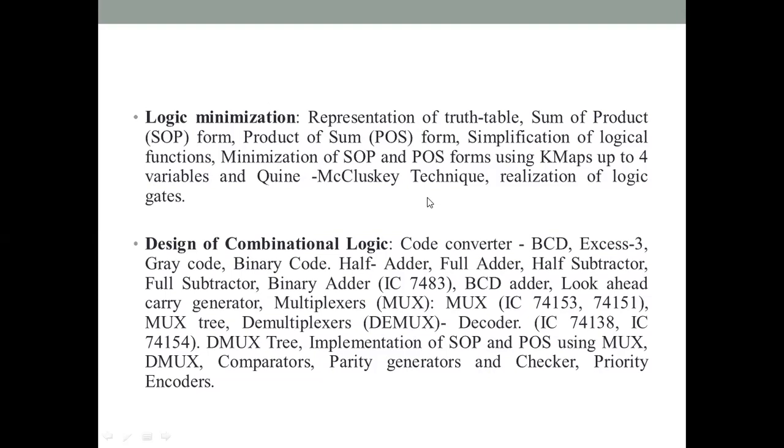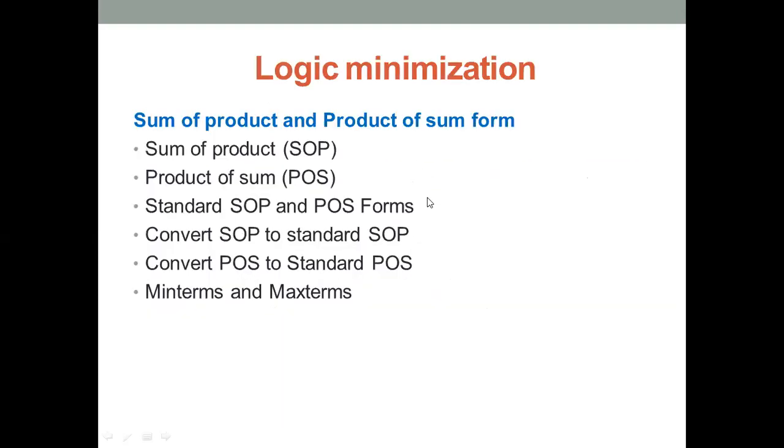Now we are moving to the logic minimization, that is our first part. What is given in front of you is the sum of product and product of sum forms. I already told you that this will be represented in this form only. Sum of product is the SOP form, and product of sum is the POS form.